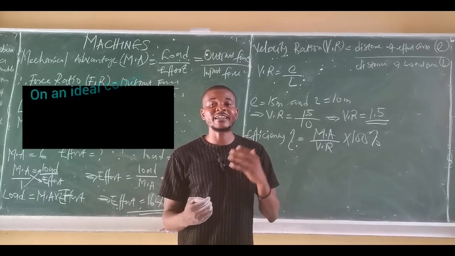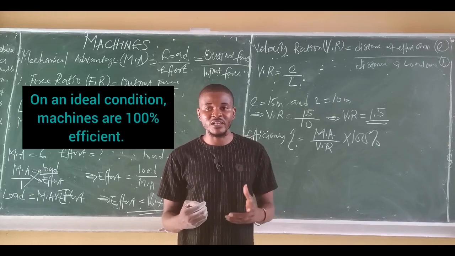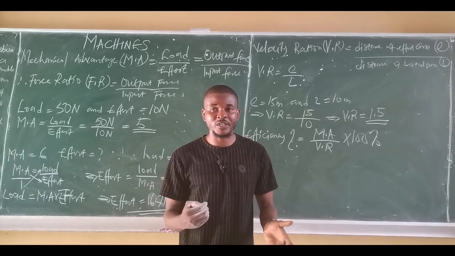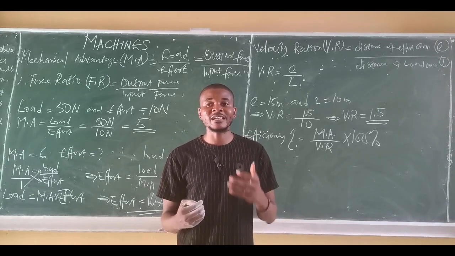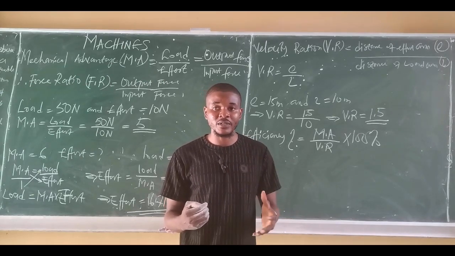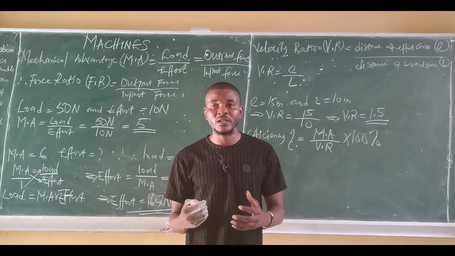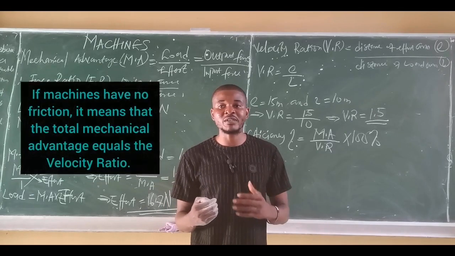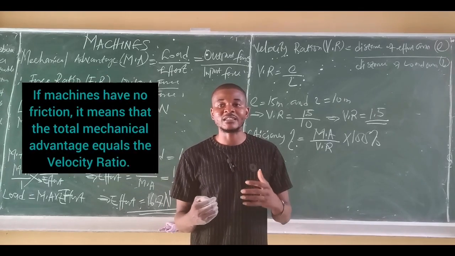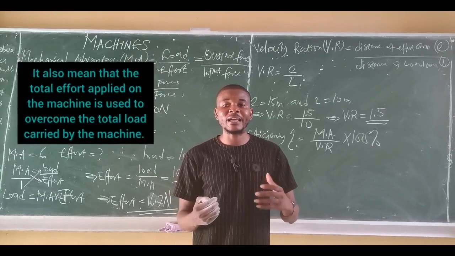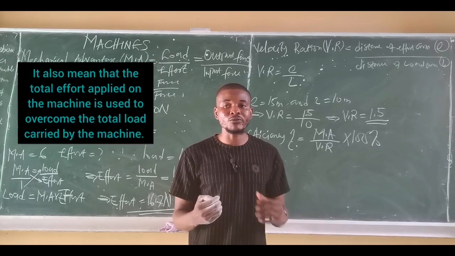But then, on an ideal condition, there are some machines which have 100% efficiency. Such machines are said to not have friction. There are machines that are built without friction. If a machine has no friction, it means that the mechanical advantage and the velocity ratio are equal. That also tells that the total effort applied on the machine is used to overcome the total load in the machine.